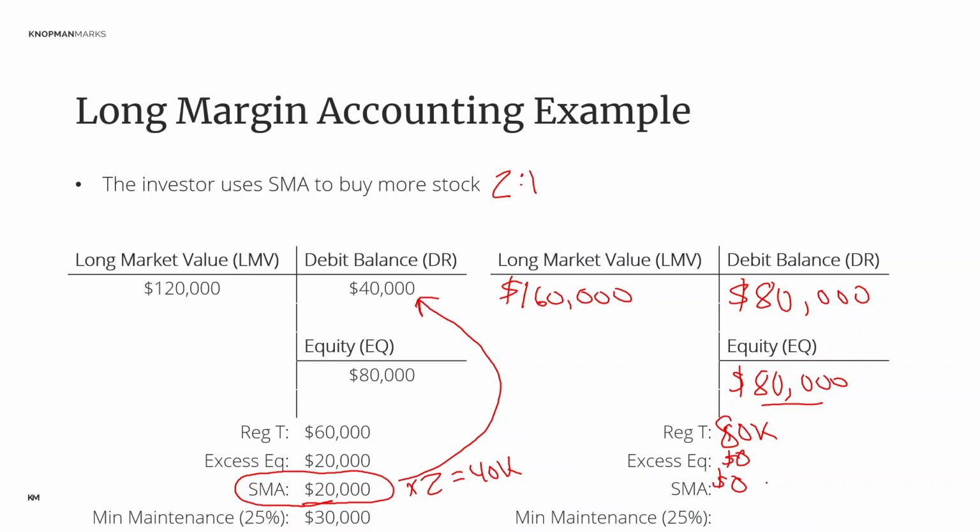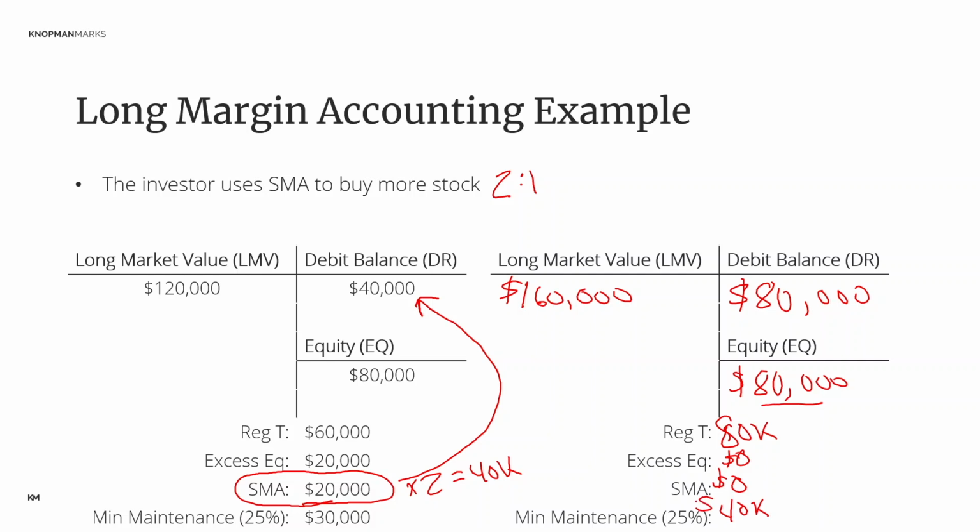Minimum maintenance is 25% of the market value. That's to avoid a margin call. And again, that hasn't been relevant to any of these examples because a margin call only might come into play when the stock is going down. And here we're pretty happy our stock's been going up. But in any event, our minimum maintenance here is 25% of the market value.